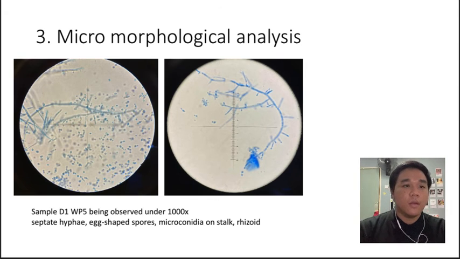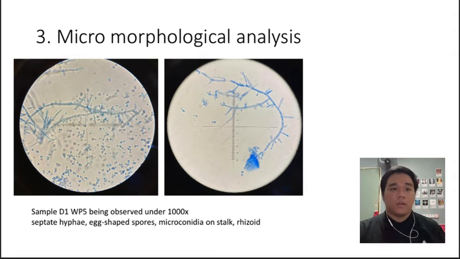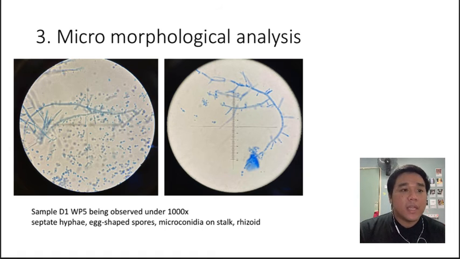For the micromorphological analysis, this is the fungus sample from wet pellet 5. This fungus was observed under 1000 magnification. As you can see from the slide, the fungus has septate hyphae. The spore is egg shaped. We can see the microconidia on stalk, and we can see the rhizoid.